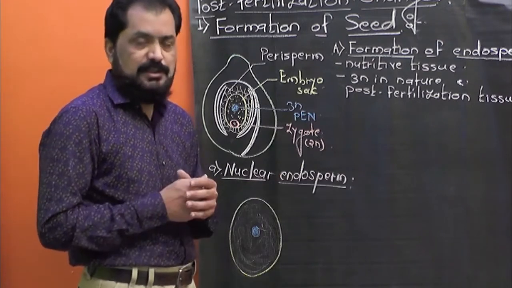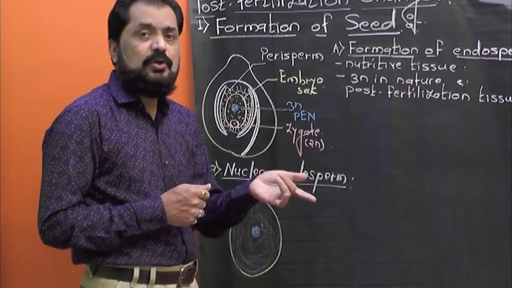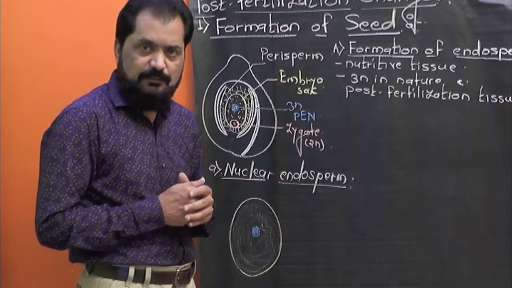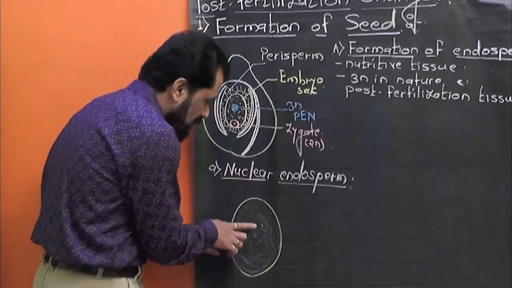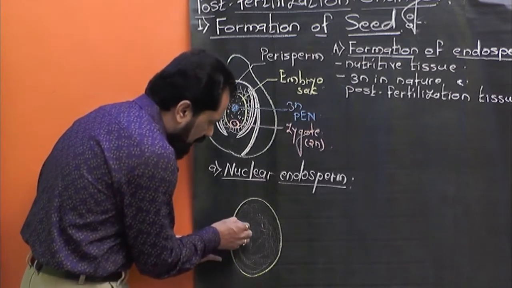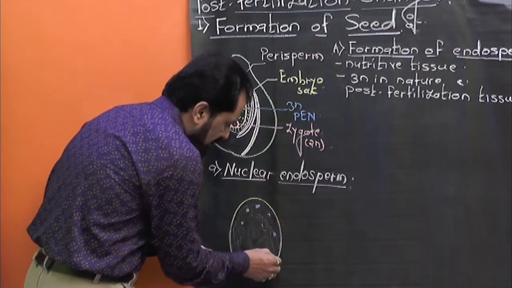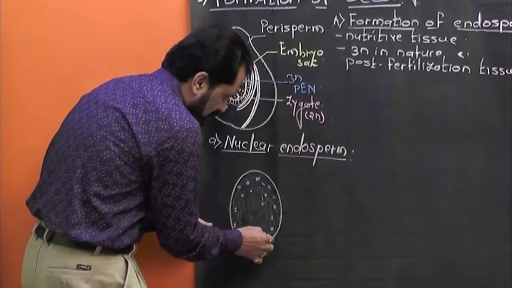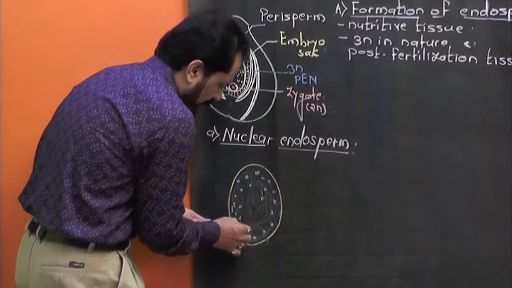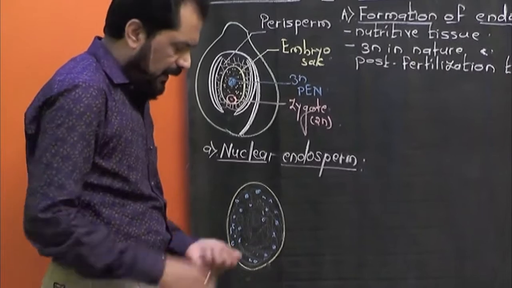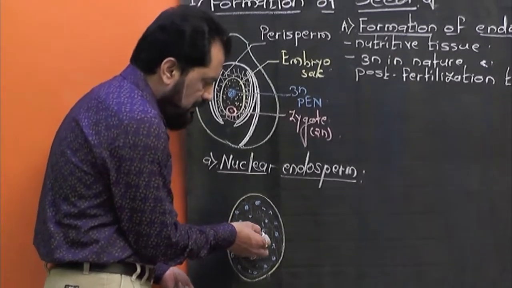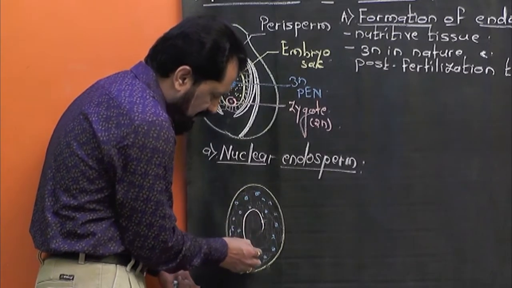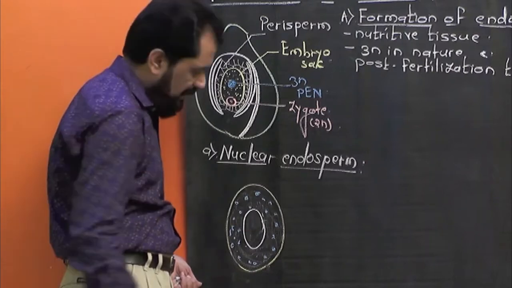And as I said, nuclear division is not followed by cytoplasmic division, karyokinesis is not followed by cytoplasmic division, and that's why there is formation of a number of triploid nuclei in the central cell of the embryo sac. These all are the triploid nuclei. It is followed by the formation of a central vacuole, and this central vacuole enlarges in its size.